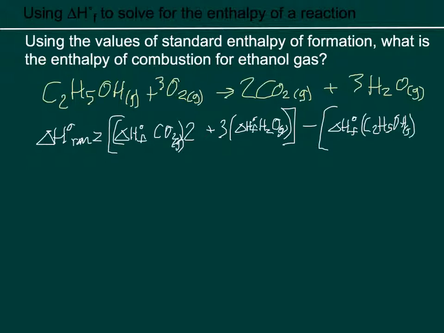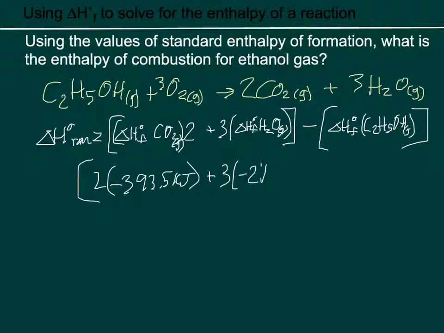And because O2 is an element in its most stable state at 25 degrees Celsius, it's going to be 0. You can look it up on the table if you want, but we don't really need to worry about that one. We can leave it out. So looking through this, the CO2 is negative 393.5 kilojoules, and that will get multiplied by 2, plus for the H2O, we've got 3 times, and that comes to negative 241.8 for the gaseous form.